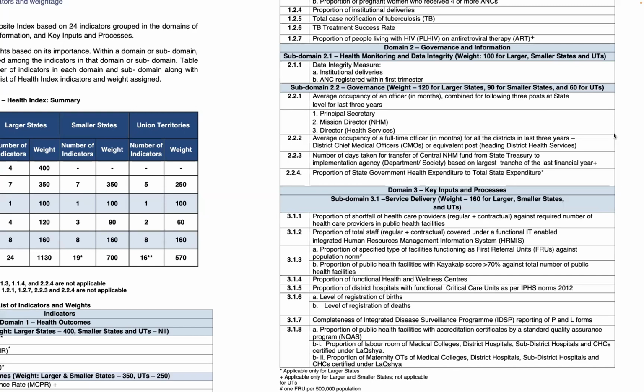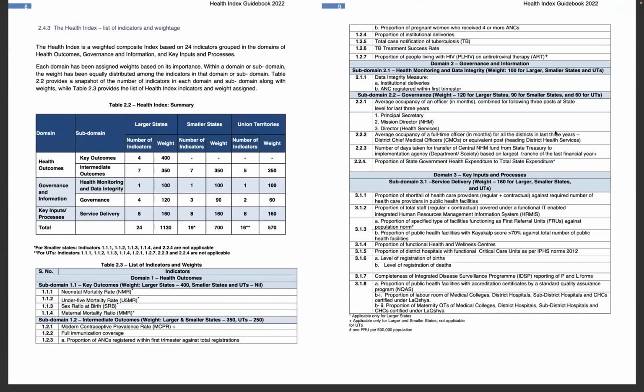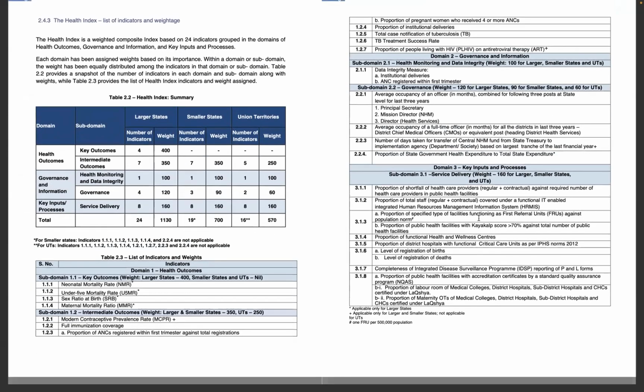Move to the next. For every 5 lakh of population, we require one FRU. Okay.